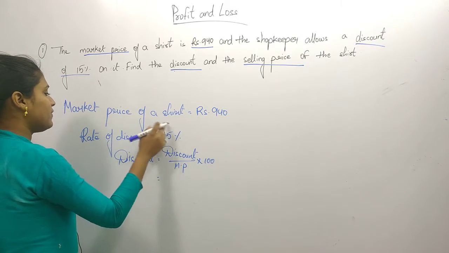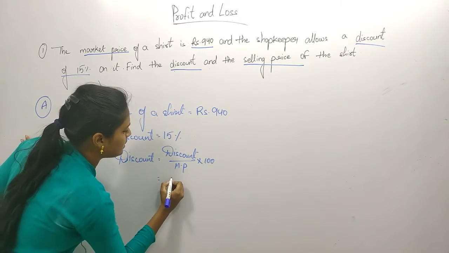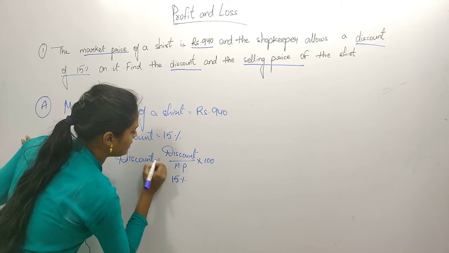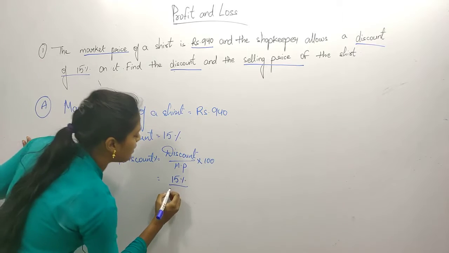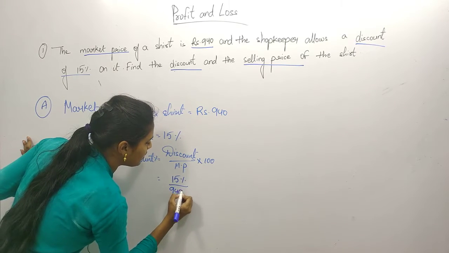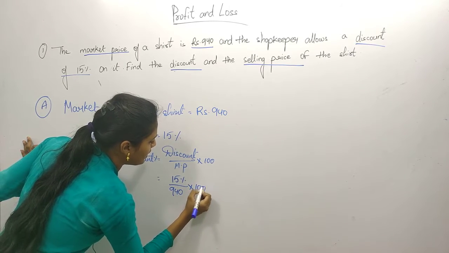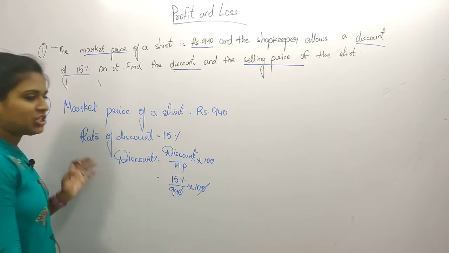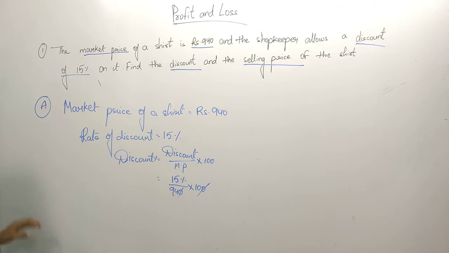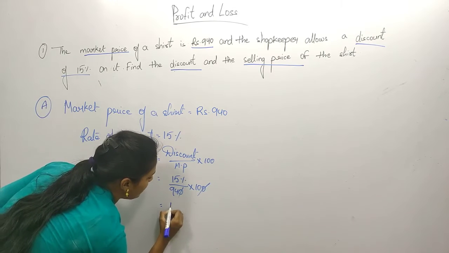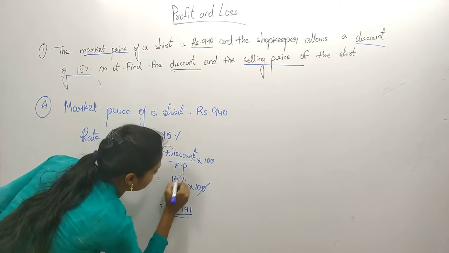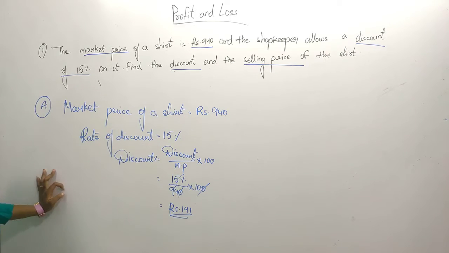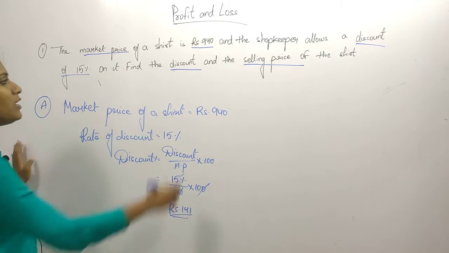Rate of discount, how much is given here? 15%. 15 by 100 into market price, how much is given here? 940. Do the cancellation. After doing the cancellation, how much answer will I get? Rupees 141. Discount is rupees 141.